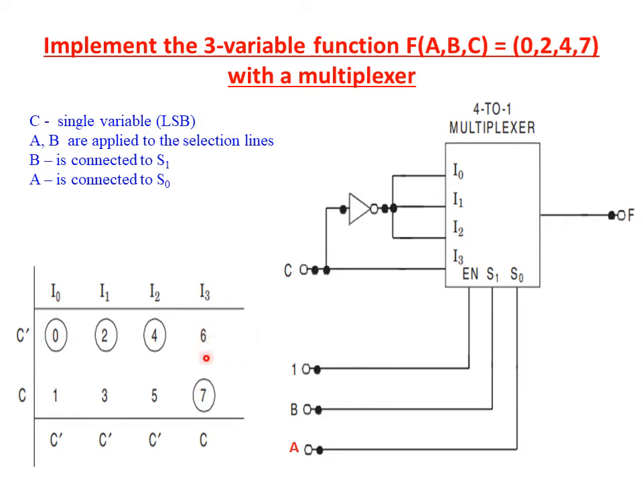So now we are comparing 6 and 7. Only 6 is grouped and the equivalent input is C bar, so we write C bar. Here 4 and 5, the equivalent input is C bar, so we take C bar. Here 2 and 3, the input is C bar, so C bar is taken. Here 0, 1, the input is C bar. So now for I1, I2, I3, all these three inputs we have C bar as input, and for I3 we have C as input. So we are applying these inputs to the multiplexer, and this is the way to design a 4:1 multiplexer for the given Boolean functions.